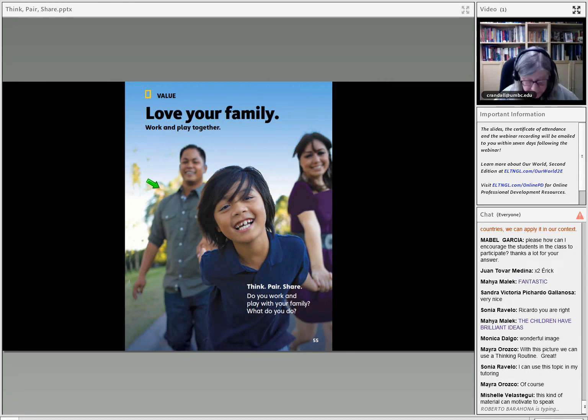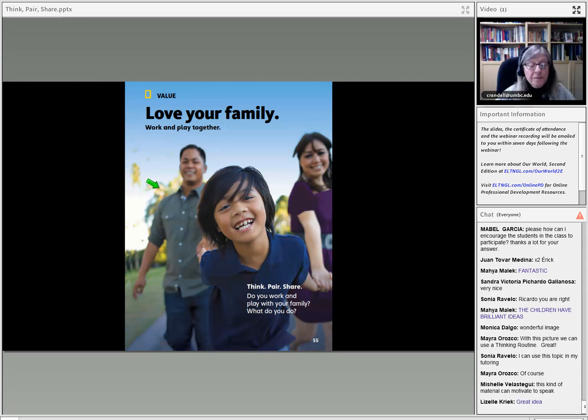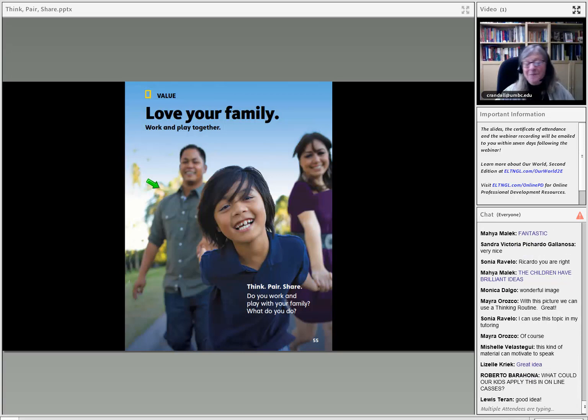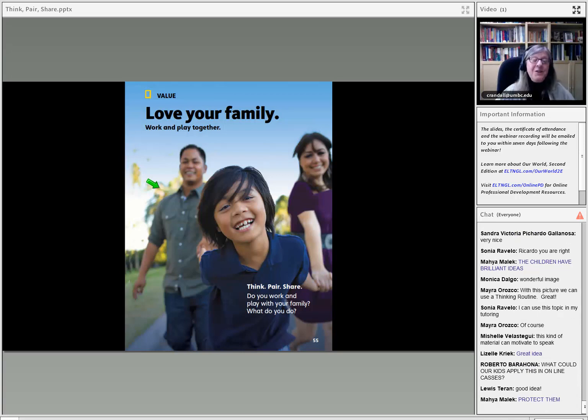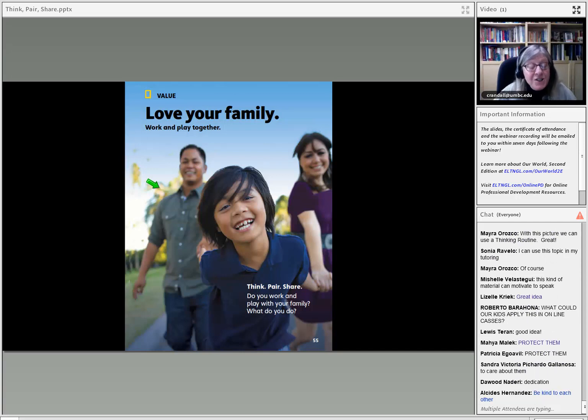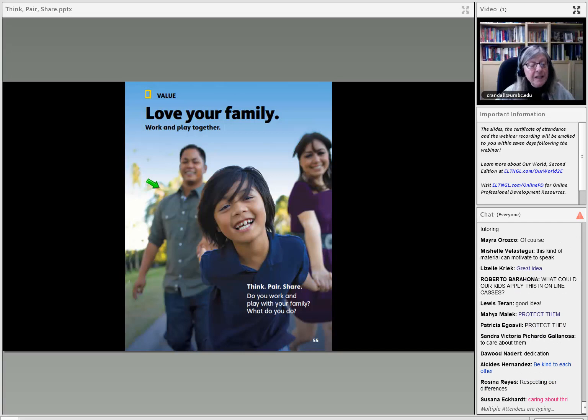And here, love your family. Loving your family is local, right? But what does it mean to love your family? And go ahead and type it, because I know lots of things you're going to say. It's interesting here. We're talking not just about hugging and kissing and holding hands. We're also talking about ways in which families work and play together. And so the question to share is, do you work and play with your family? And if so, what do you do?